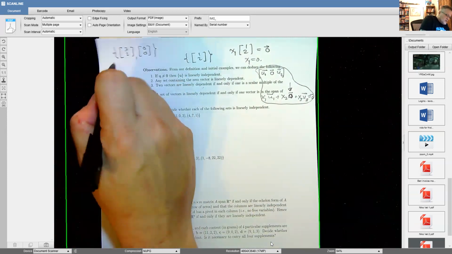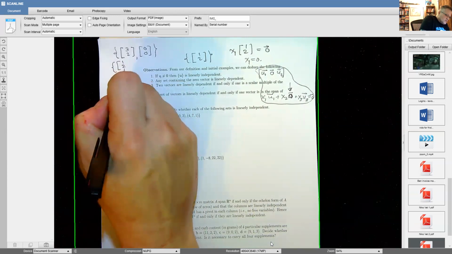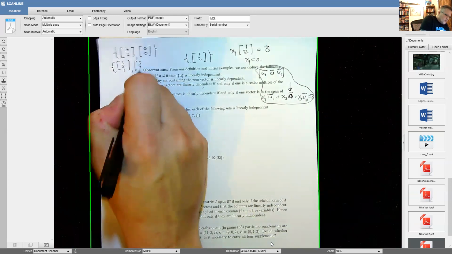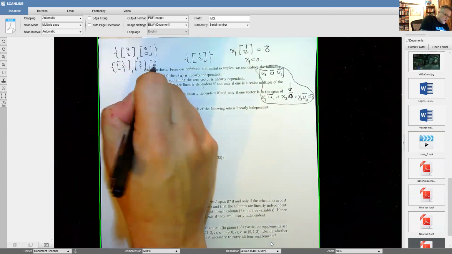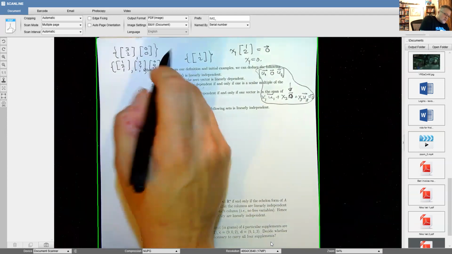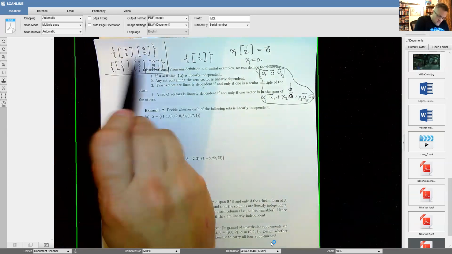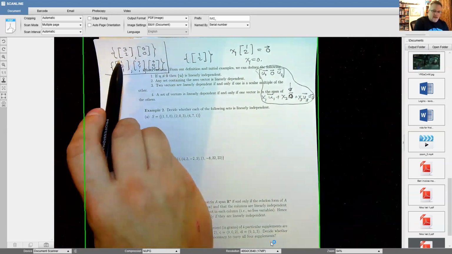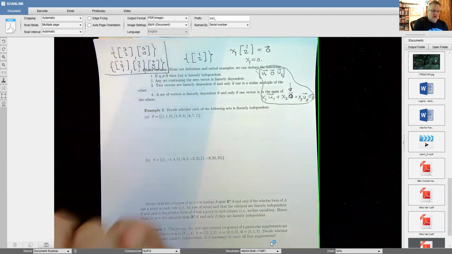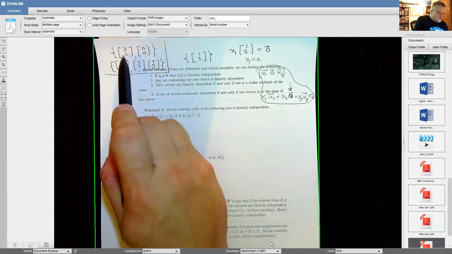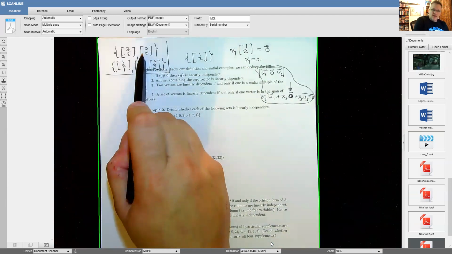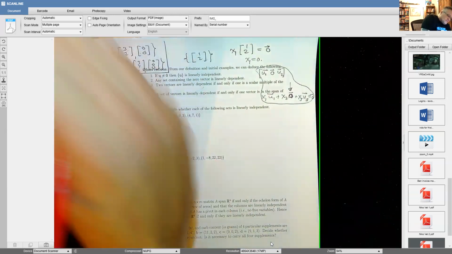And then try one with 1, 2, 1, 3, 4, 1, 0, 0, 0. Right, so it'd be kind of an instructive exercise to go through that. In each case, go through and show you can find constants that are not all 0, so that when you multiply these guys by it, you get the zero vector, right?